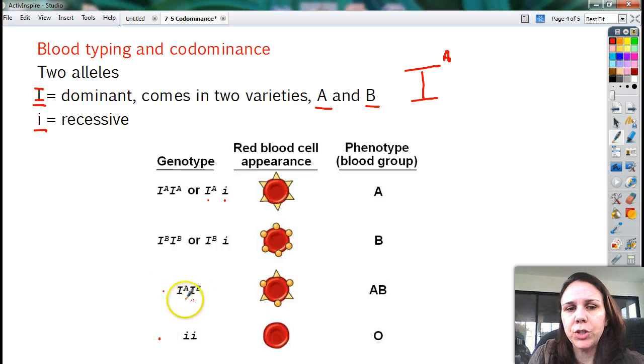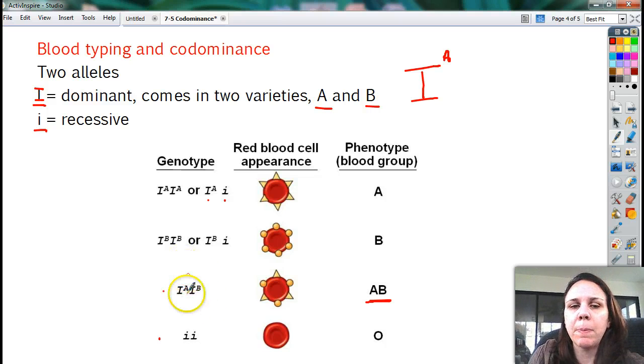Now AB has two dominant alleles. So it's homozygous dominant, but I have a dominant A and a dominant B. Since there is no in-between of A and B, I can't be incomplete, because there's no blending between the two. But what happens is in my blood type, I show both A and B equally. So since they're working together like co-workers, I would say that AB blood is codominant, that the A and the B are codominant to each other. One doesn't win out over the other.